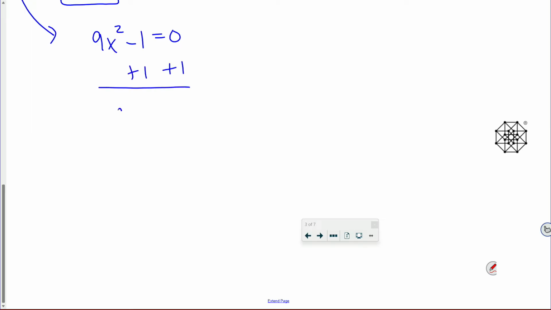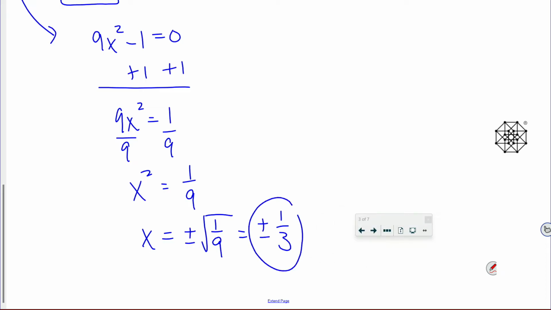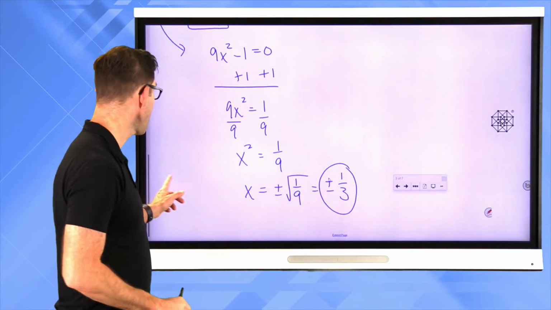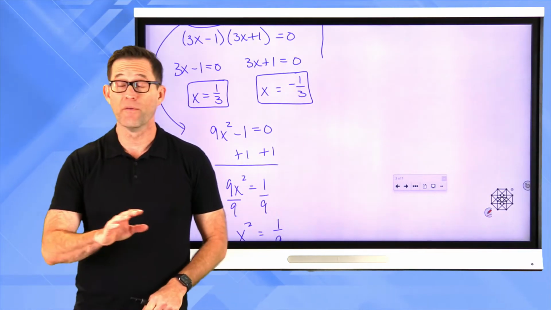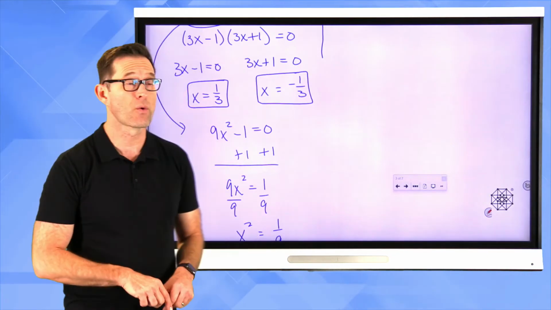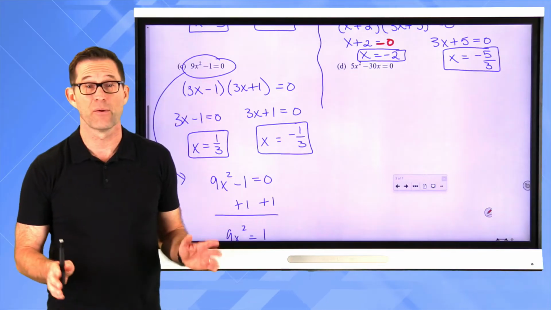I would add 1 to both sides. I'd get 9x squared equals 1. I'd divide both sides by 9 and get x squared equals 1/9. And then I'd take the square root of both sides, giving me both a plus and minus solution, which would be the plus and minus square root of 1/9, which would be plus or minus 1/3. And of course, that is exactly what we got right here. So it's kind of nice to see two very different methods for solving an equation result in exactly the same answers. If they resulted in different answers, that would be kind of frightening.